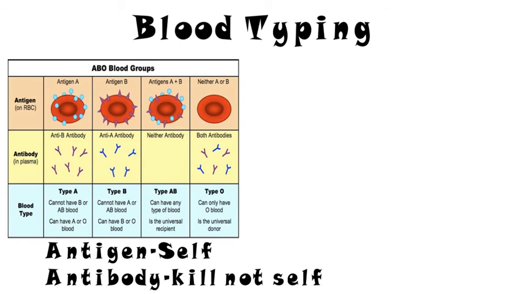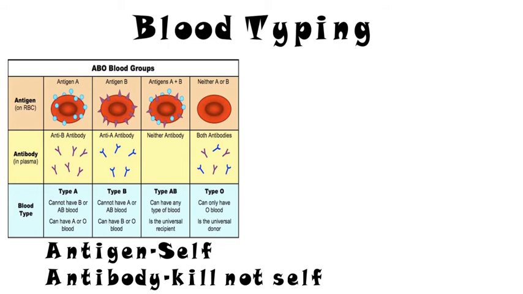The flip side of that is antibodies. Antibodies look for what you're not. So, if you're A, you have A antigen, but you have anti-B antibodies because it does not recognize B. So you'll have an A antigen, but an anti-B antibody. This is a point that commonly confuses a lot of students.